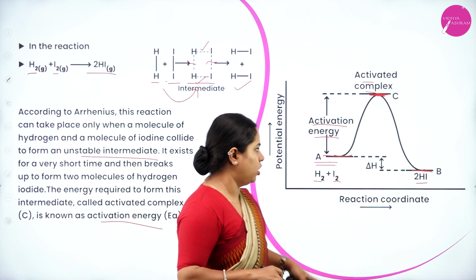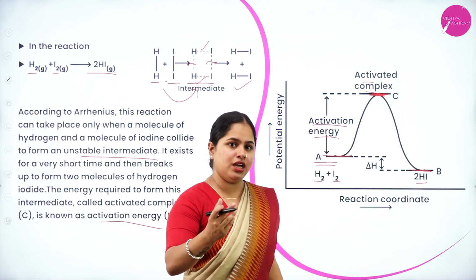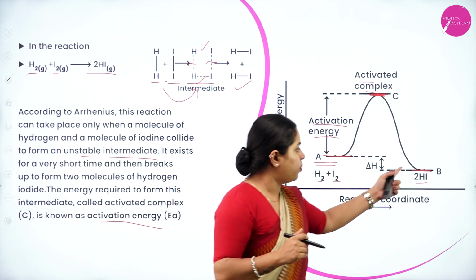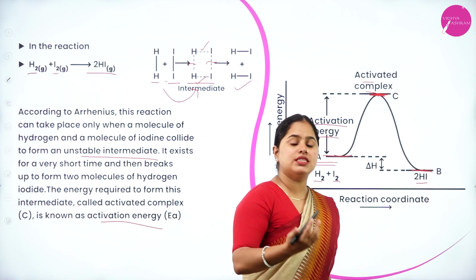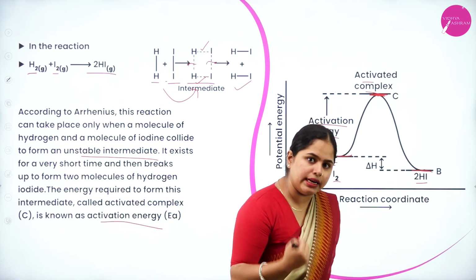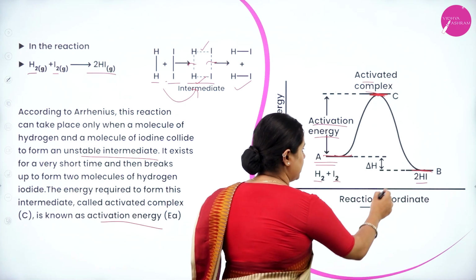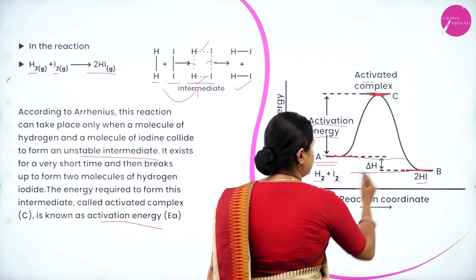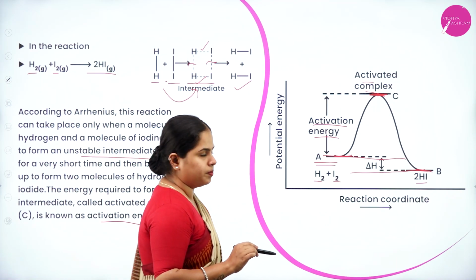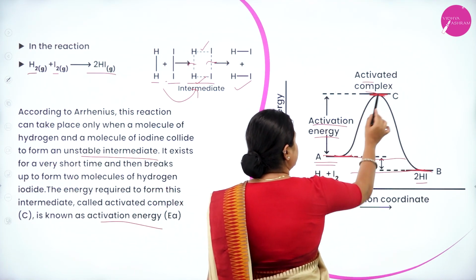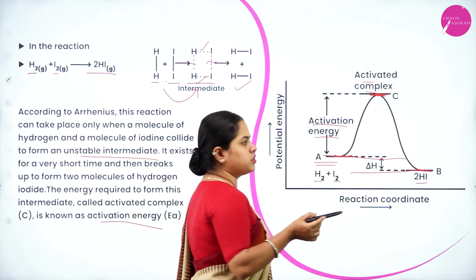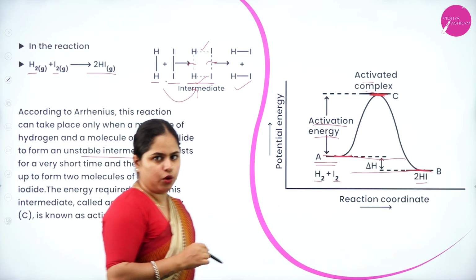Why is that? It is because reactants have higher energy and are less stable, and the products which will be formed will always have more stability and less energy. That is why reactants are placed a little above the products. You can see products are here and reactants are here. That is because of this reason. Okay, so this energy which is required to form the activated complex is called the activation energy. I hope that is clear.